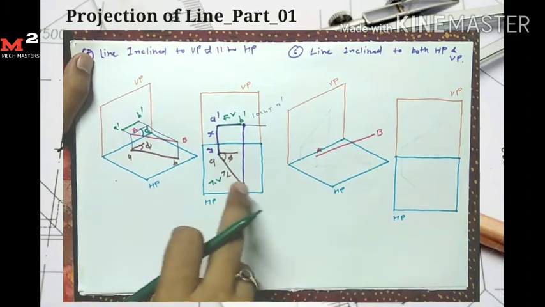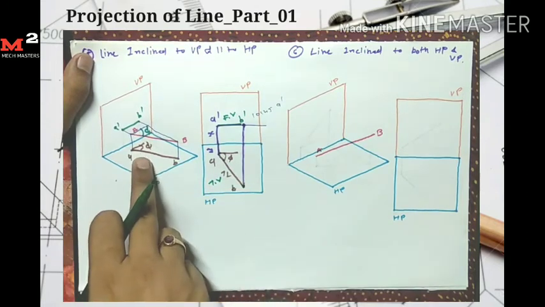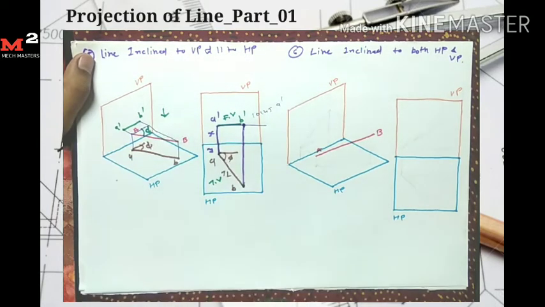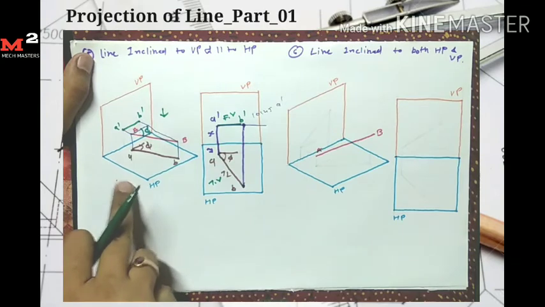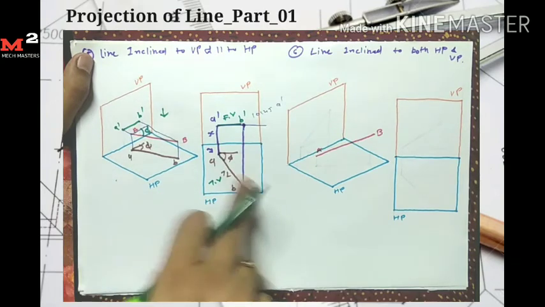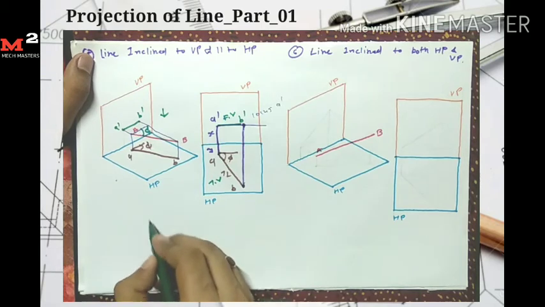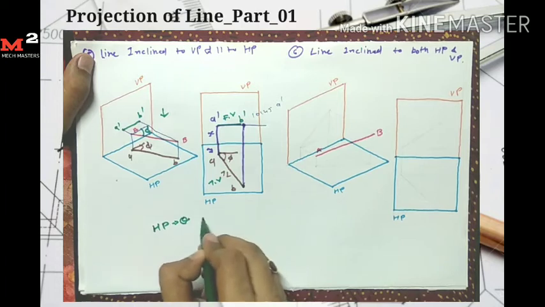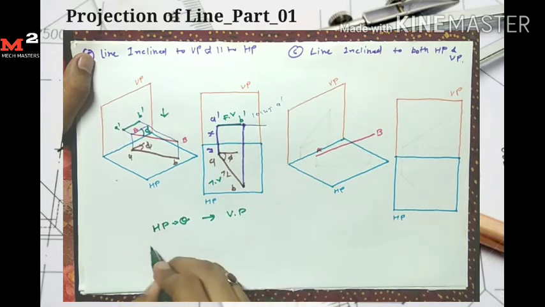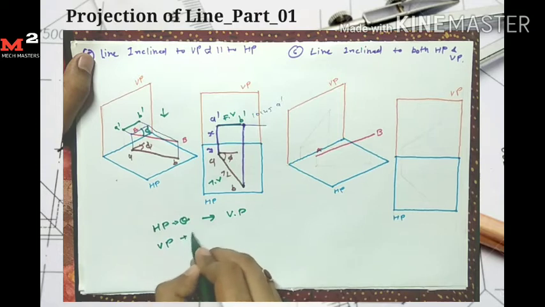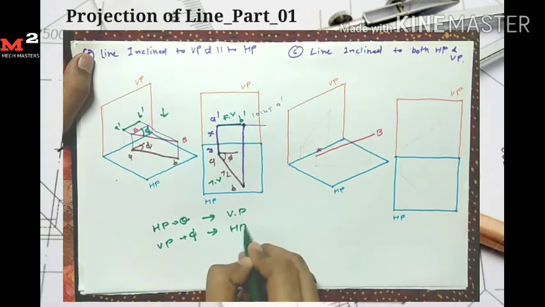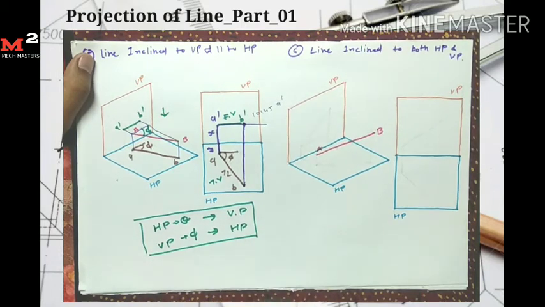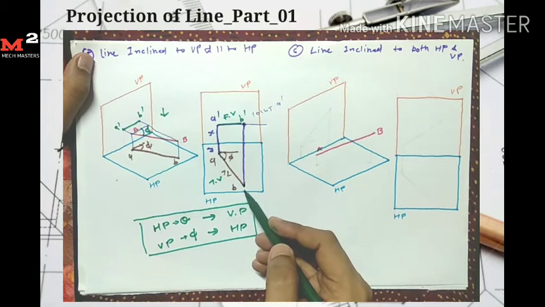Here we note down that the line makes an angle phi with the vertical plane, but we see this angle when we see the line from the top. So the line makes an angle with the vertical plane, but we represent this angle on the horizontal plane. In the earlier case, when the line makes an angle theta with HP, we represent it on the vertical plane. Here the line makes an angle phi with the vertical plane, but we represent it on the horizontal plane. So note down this. And here we get the true length on the plane which is parallel to the line.